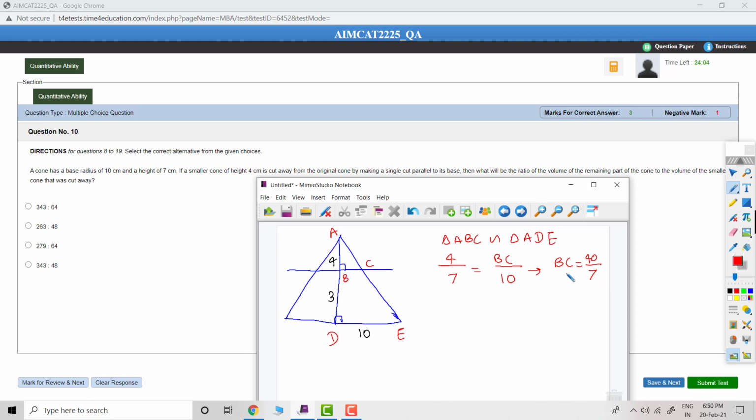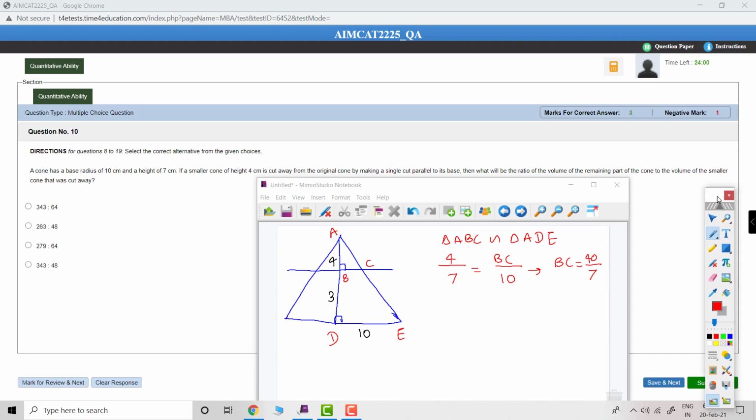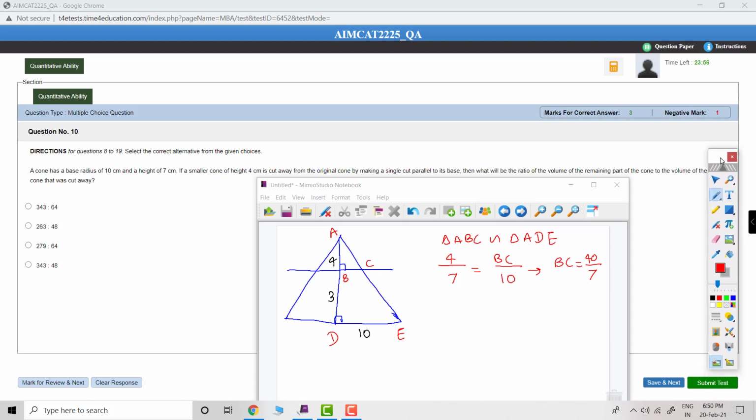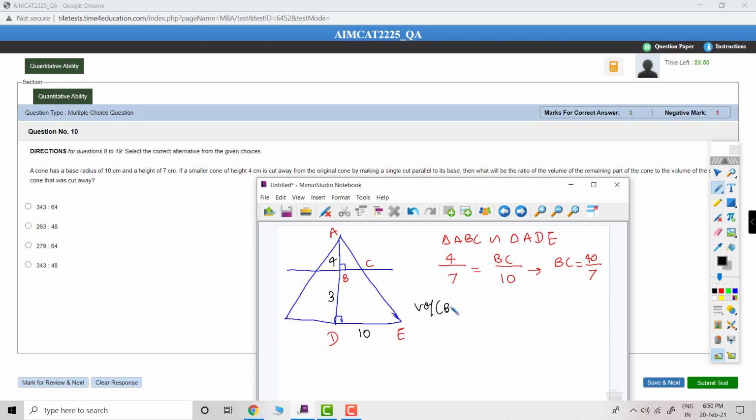Now what we need to calculate is the ratio of the volume of the remaining part of cone to the smaller cone. Okay. Now the volume of original cone, look here. Volume of big cone will be how much? 1 by 3 into pi, we'll keep it as it is, pi into r square means 100 into h is 7, that is equal to 700 pi by 3.